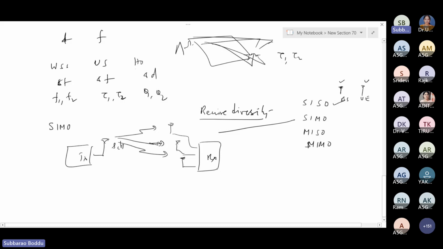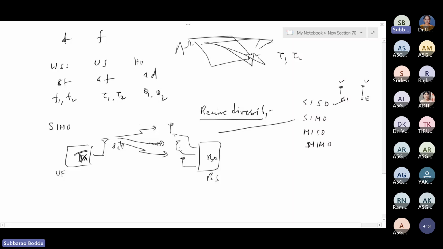So one has to understand how the channel would be. Here you can say this is the user equipment and this is the base station. We are describing the uplink, from the user equipment to the base station. Your mobile phone is the transmitter and the base station is the receiver.